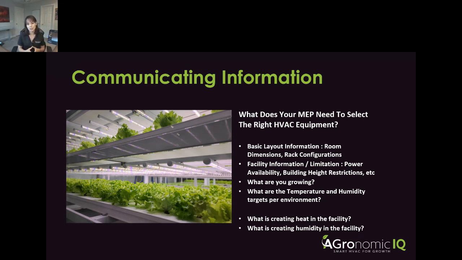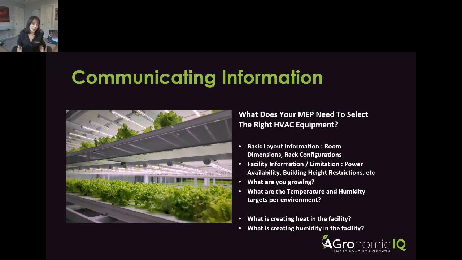You also need to know things like building heights. I was working on a project where the building height was already maxed out and we couldn't put equipment on the roof based on the local jurisdiction, so we had to put equipment around the perimeter of the building. I've also seen people come in for these kinds of facilities and say, hey, I'm on the second floor of a 4-story building. That's the information that we need to know. Is there roof access? Do we have availability around the perimeter? What is the power? All of that goes into the discussion and figuring out what is the appropriate equipment.